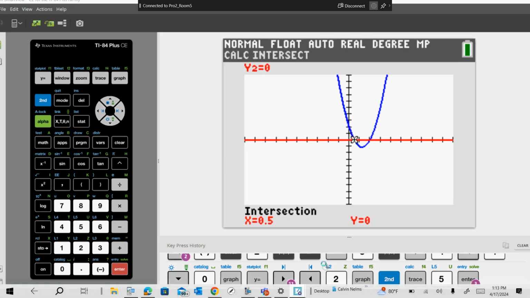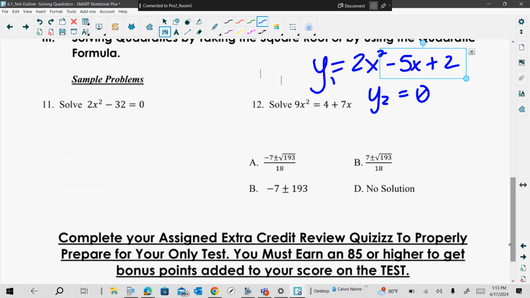All right, last two questions. 11. Very close. All right, what would you do here? Because it says solve it. Plus 32. Yeah, I was thinking that.